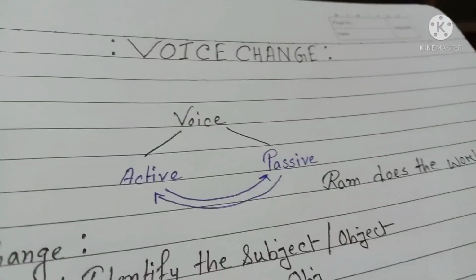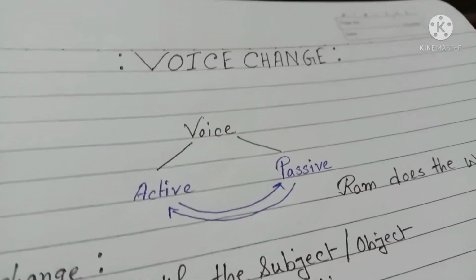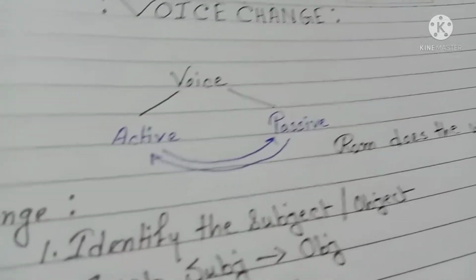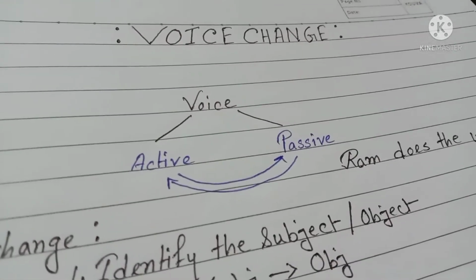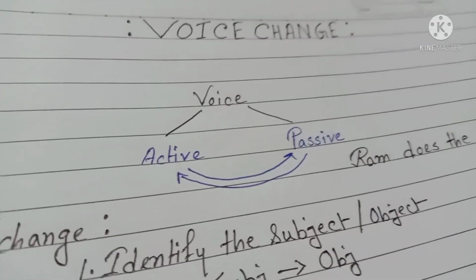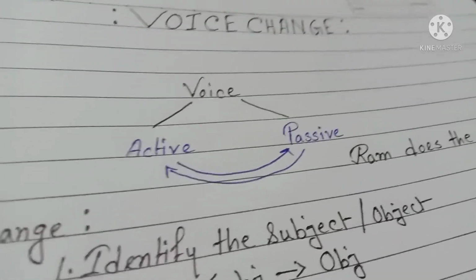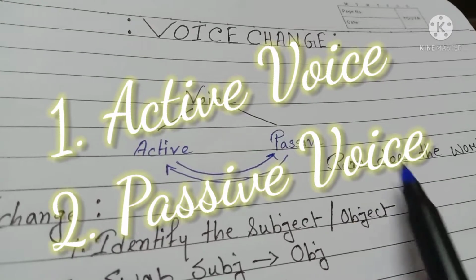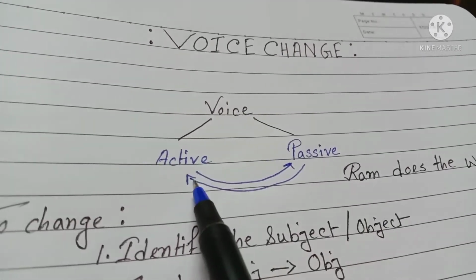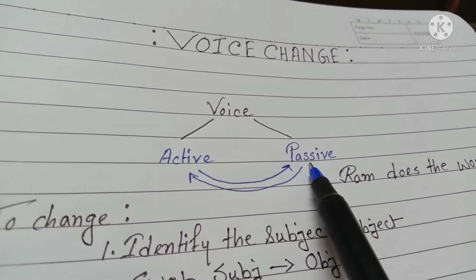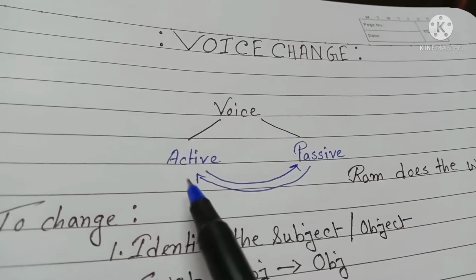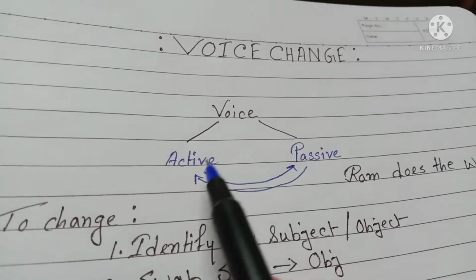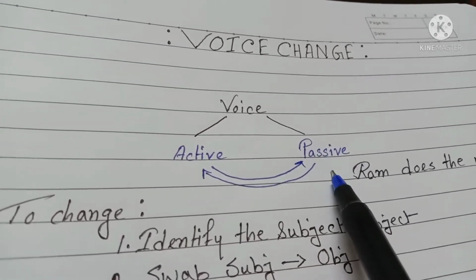Voice is actually when we are trying to write down any sentence and the action is denoted. We can divide voice into two categories: one is active voice and another is passive voice. We need to change the active voice into passive voice and the passive voice into active voice. But now let me clear what is active voice and what is passive voice.